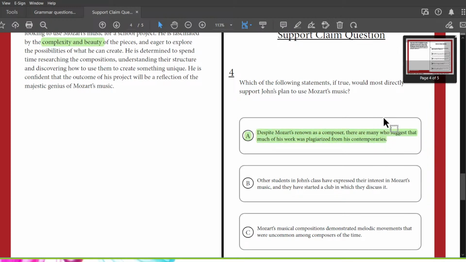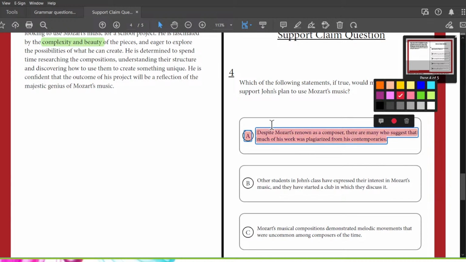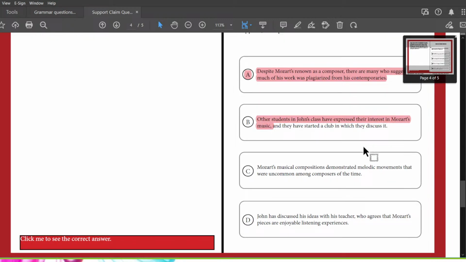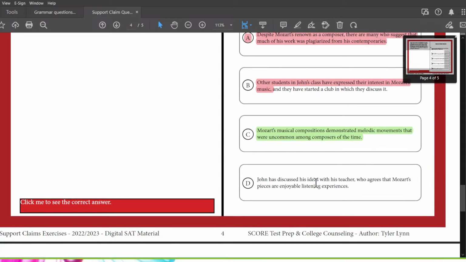This one's obviously negative. The fact that it starts with "despite" is a clue. Other students have expressed interest in Mozart's music. Doesn't matter what other people do. That's not a good reason for you to do anything in life. Mozart's musical compositions demonstrate melodic movements that were uncommon among... Okay, there you go. What do they bring to the table that nobody else does? That's your good answer.